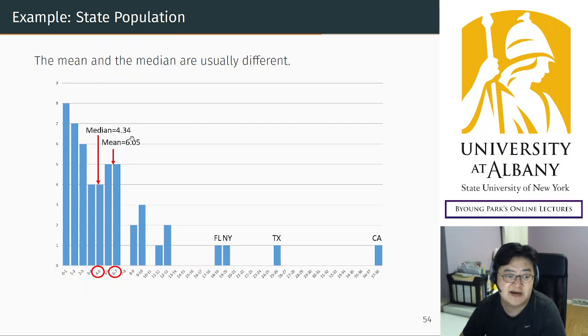So in our data, the mean was 6.05 million. But the median, which is Kentucky, is 4.34, which is smaller than the mean. As you can see here, the median and the mean are quite different. They differ by about 1.7 million, which is huge. Nearly 25% of the mean is the difference. So they are very different in general.